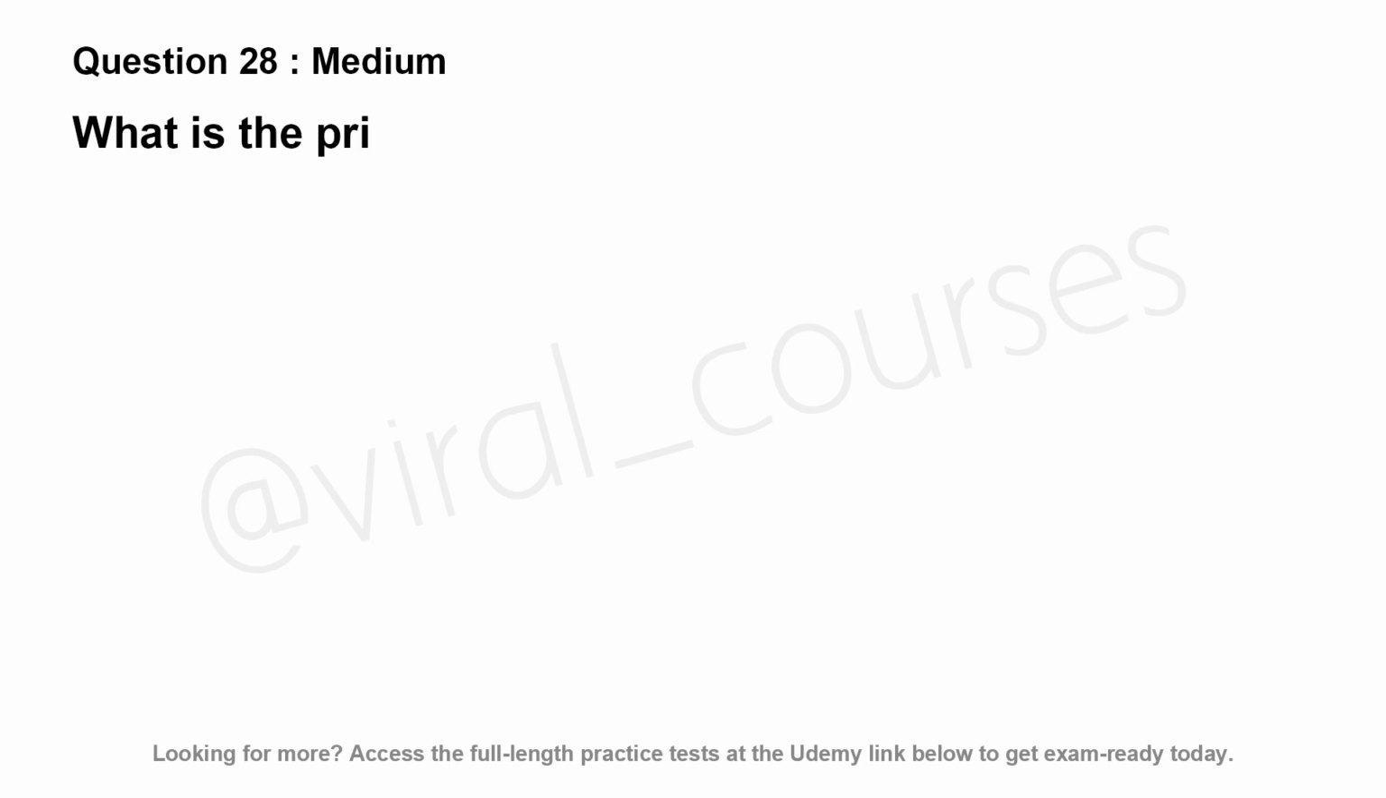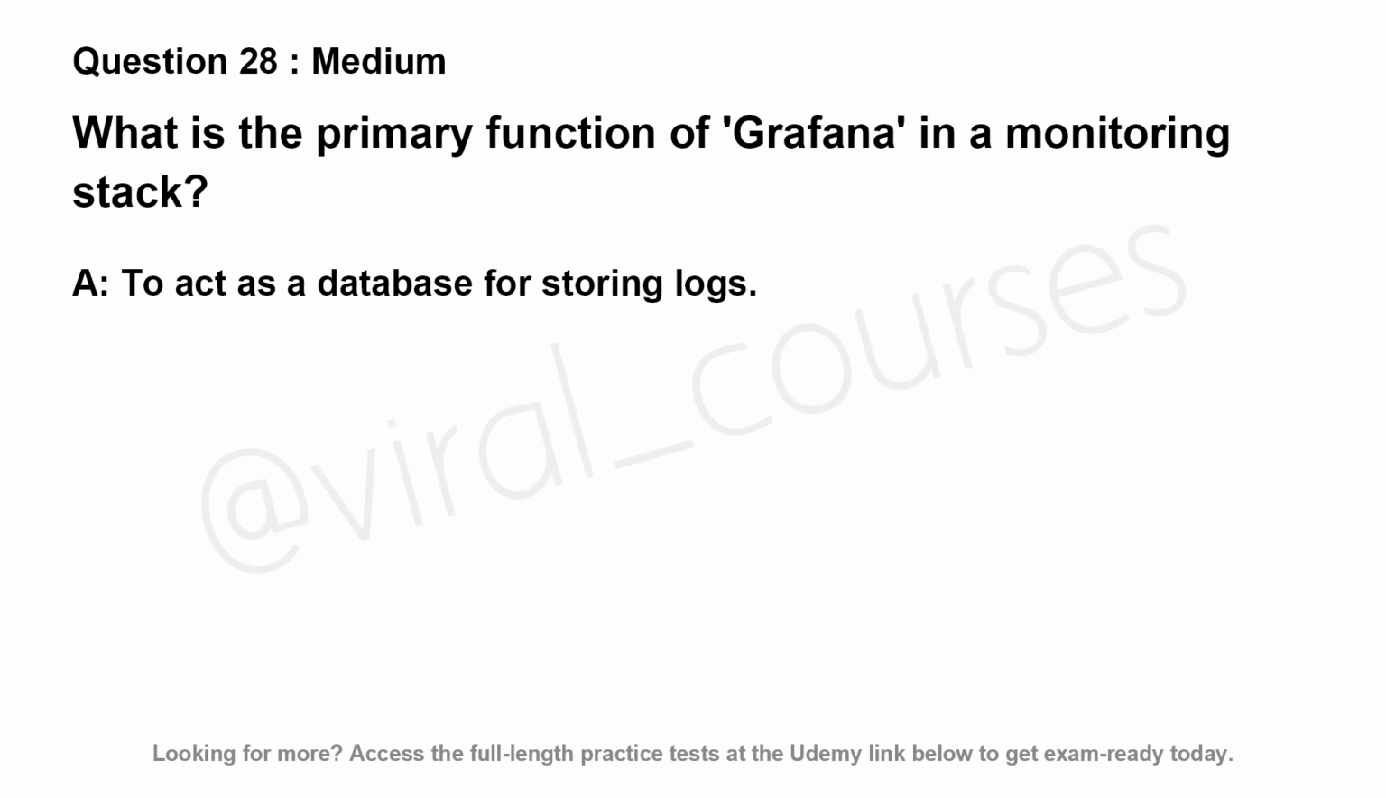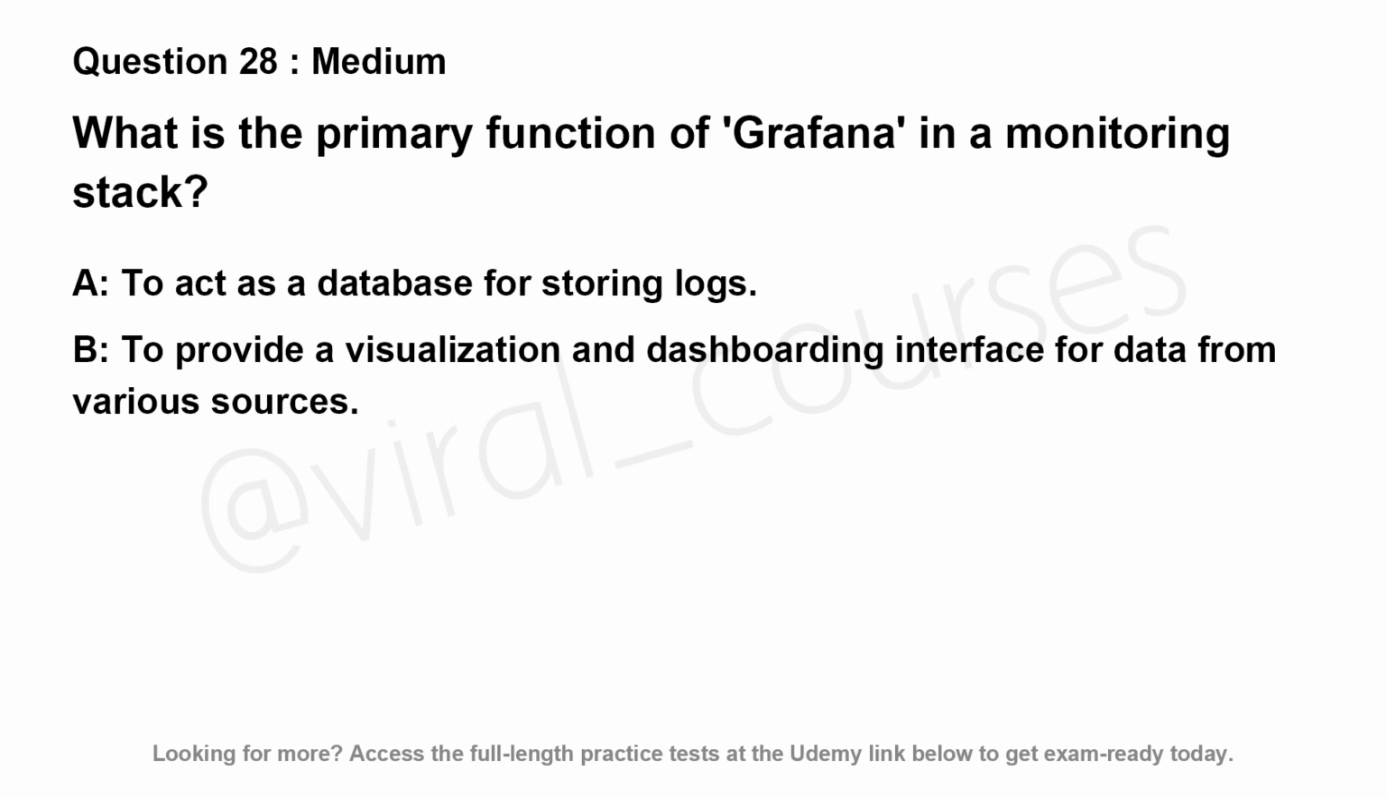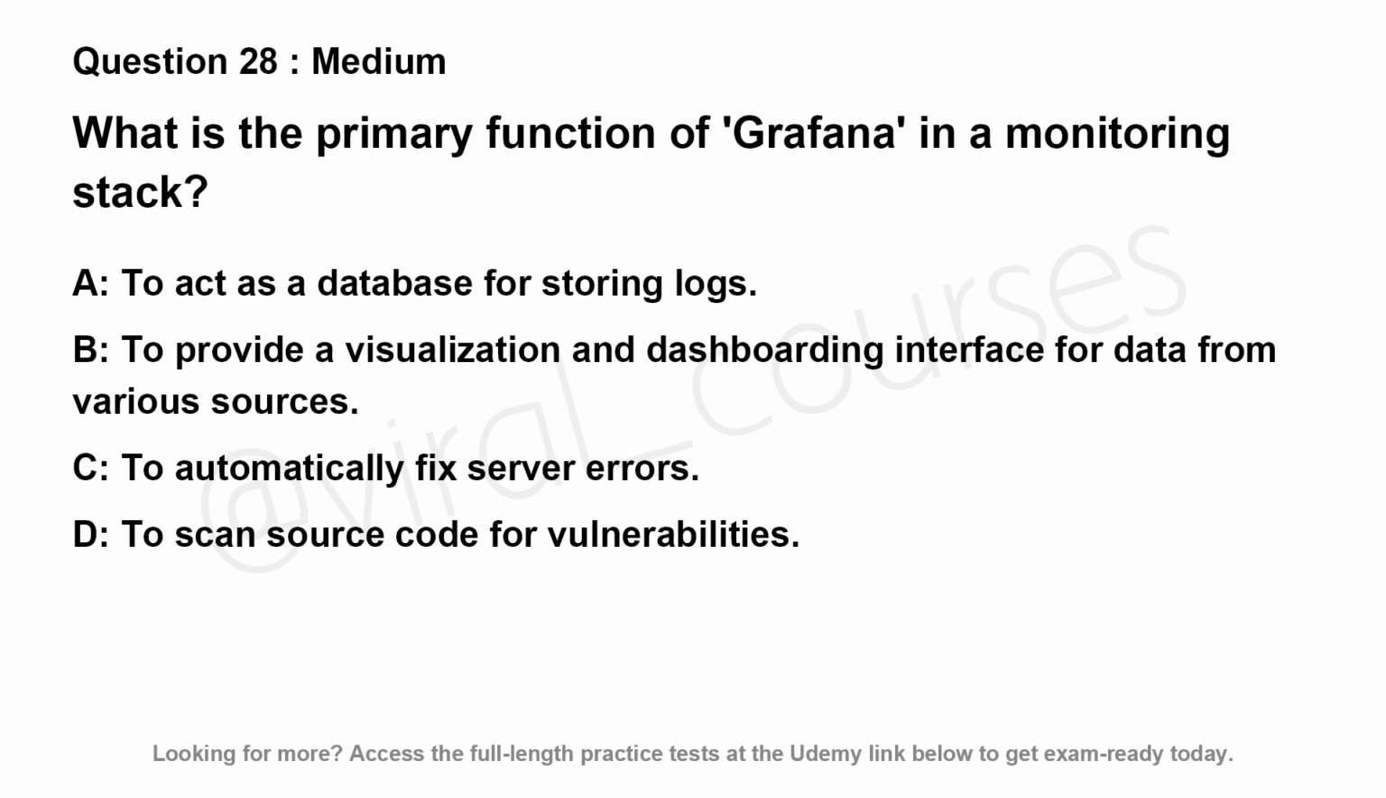What is the primary function of Grafana in a monitoring stack? Option A. To act as a database for storing logs. Option B. To provide a visualization and dashboarding interface for data from various sources. Option C. To automatically fix server errors. Option D. To scan source code for vulnerabilities.